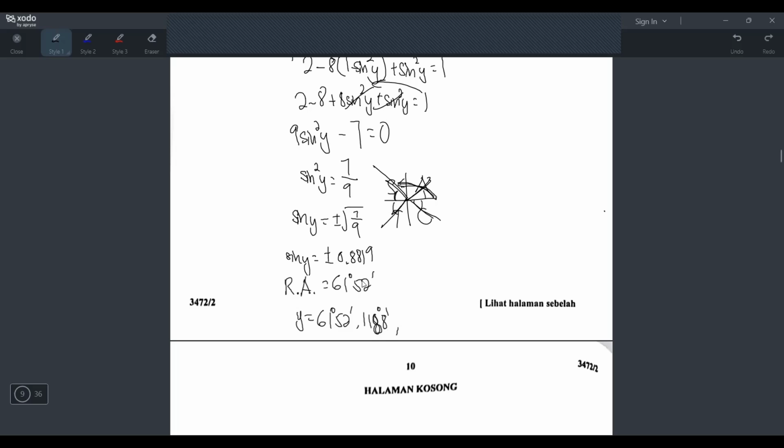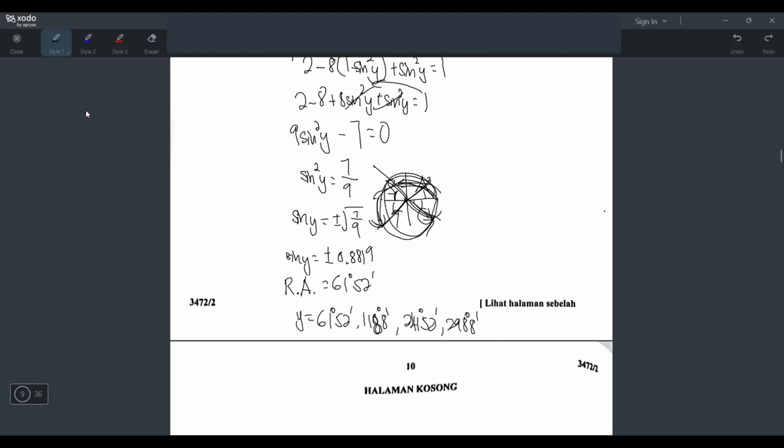And then the next one, to get the third quadrant, you have to take from here to here, which is 180 plus the reference angle. So 180 plus 61 degrees 52 minutes. My calculator gives me 241 degrees 52 minutes. And then the last one is the fourth quadrant, which is 360 minus the reference angle. So it will be 360 minus 61 degrees 52 minutes. Finally I get my answer: 298 degrees 8 minutes.